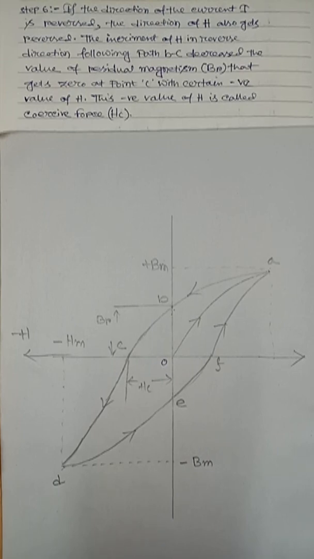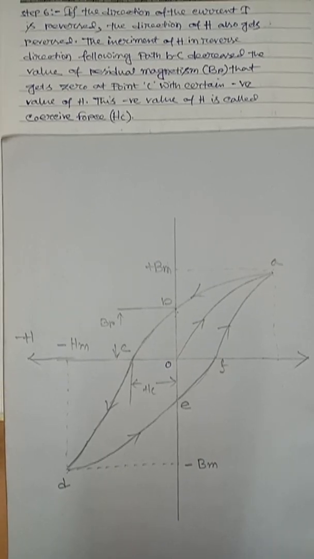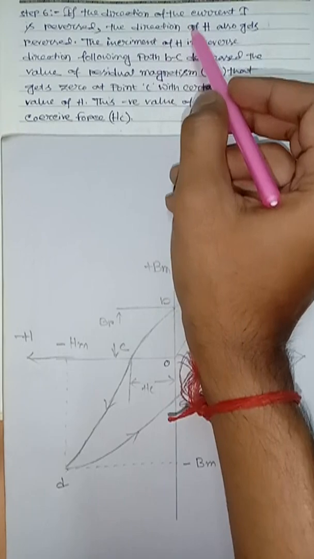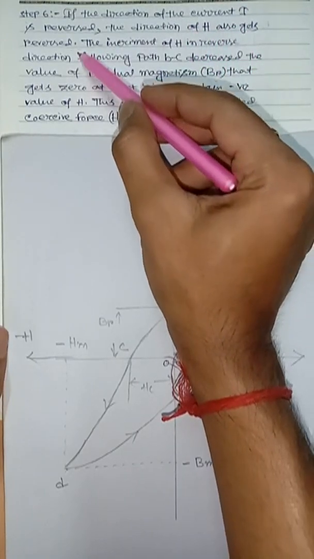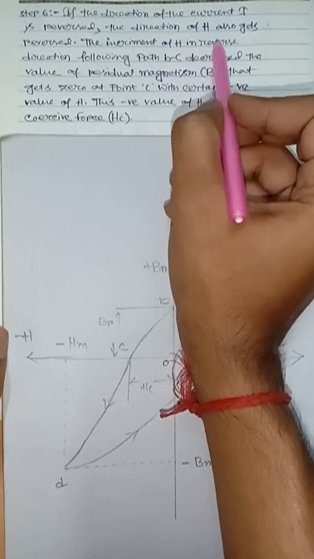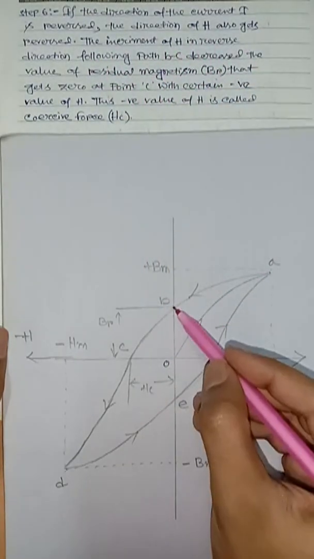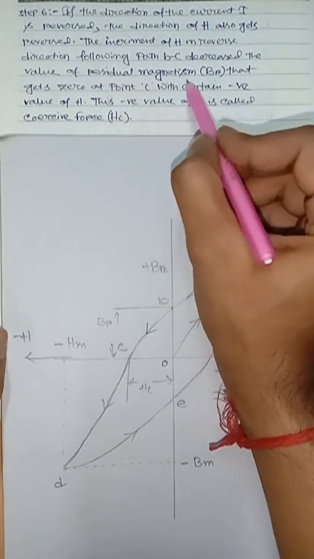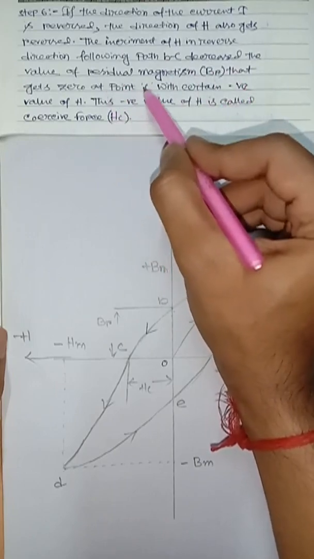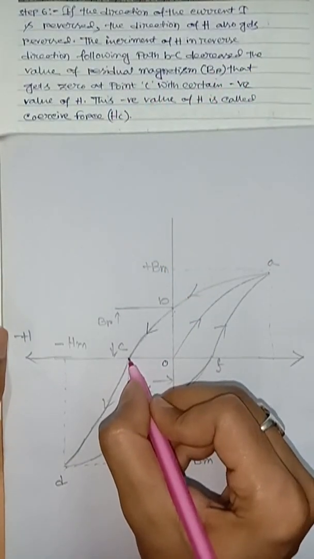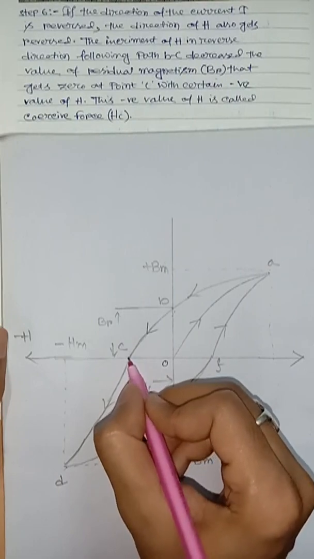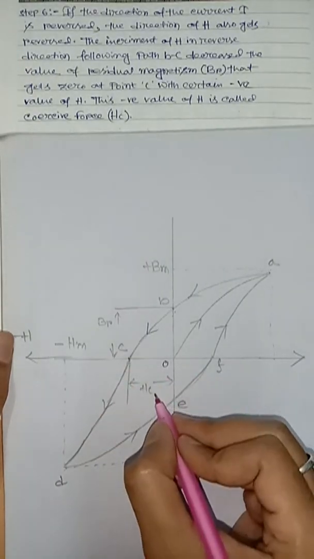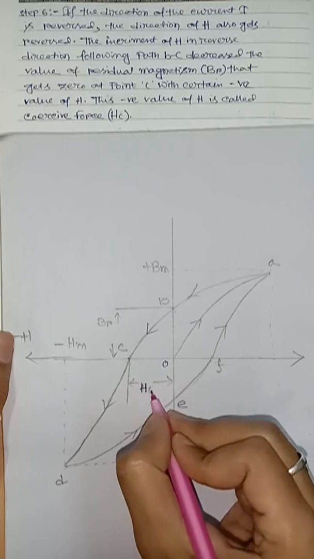In step 6, if the direction of the current I is reversed, the direction of H also gets reversed. The increment of H in the reverse direction, following path BC, decreases the value of residual magnetism Br, which gets 0 at point C. Here it is 0. This certain negative value of H is called coercive force. It is represented by H suffix C.